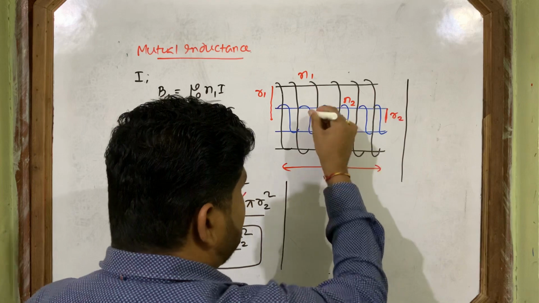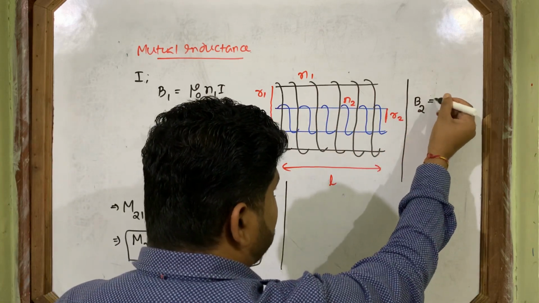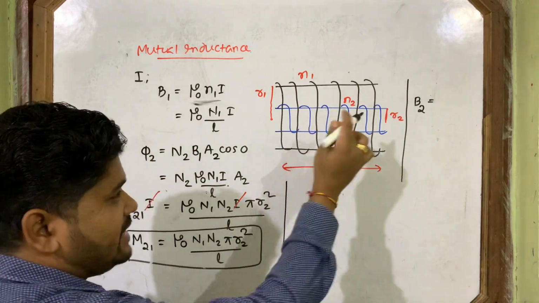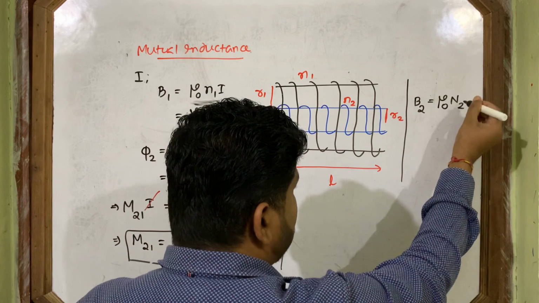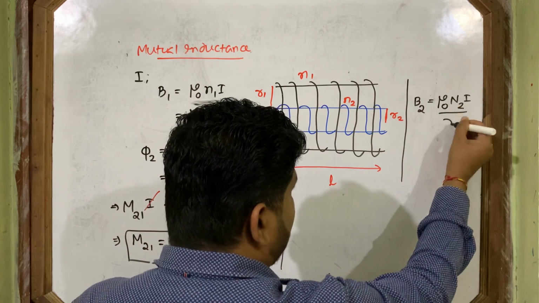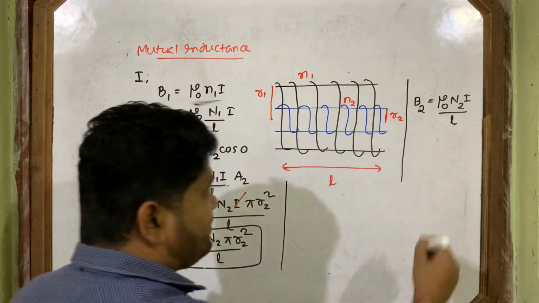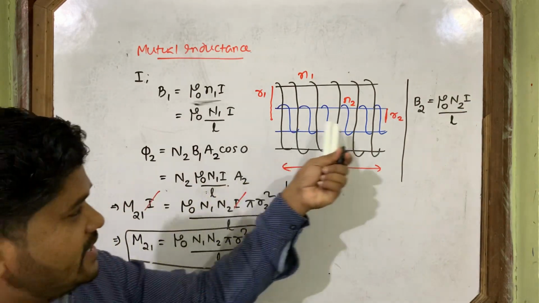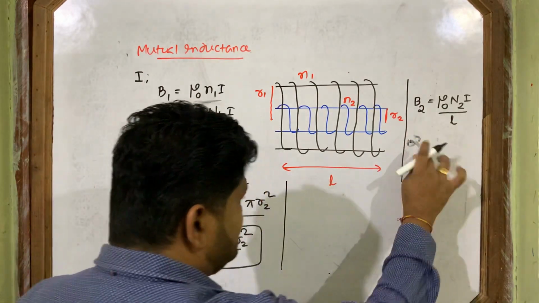So now current is given to the inner coil. So what is the magnetic field? This is the inner coil current, so second coil, so I wrote B2 here. So B2 is equal to mu naught N2 I divided by L. This is the magnetic field expression when current is given to the inner coil N2. Then what is the flux linked? Flux linked I am writing here.